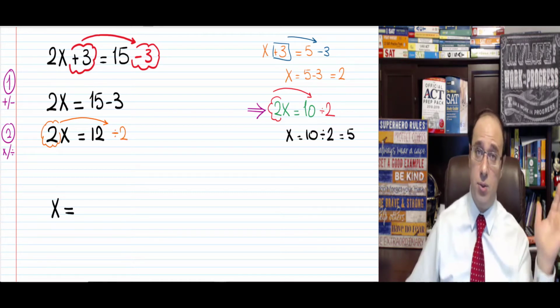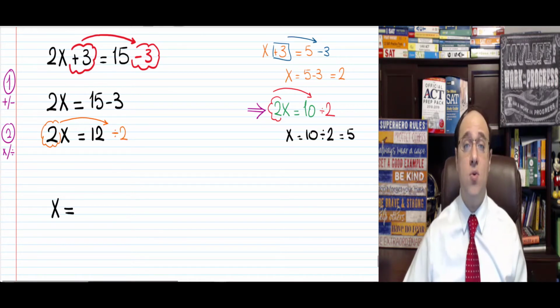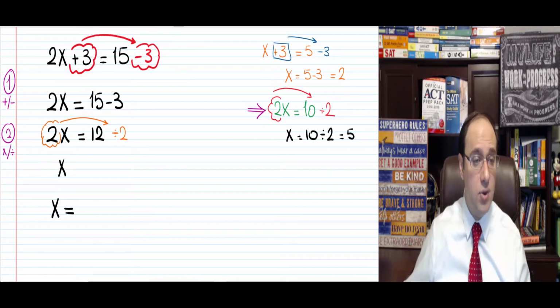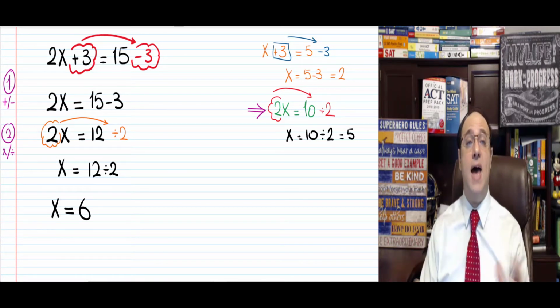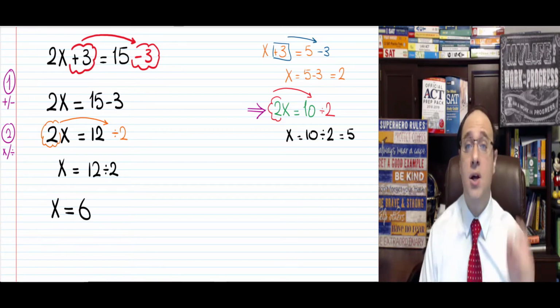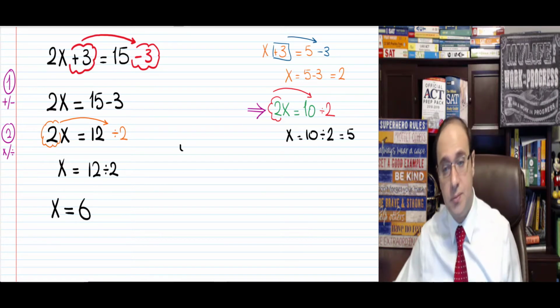The opposite of multiplication is division. So we can rewrite this as x equals 12 divided by 2. x equals 6. That is your final answer. Let's recap really quickly.